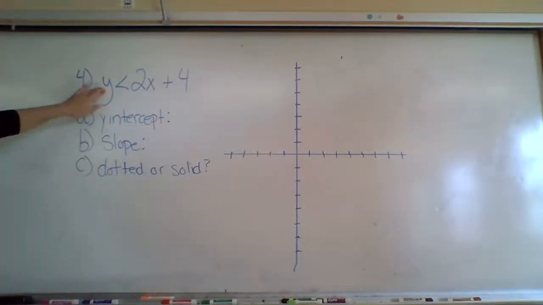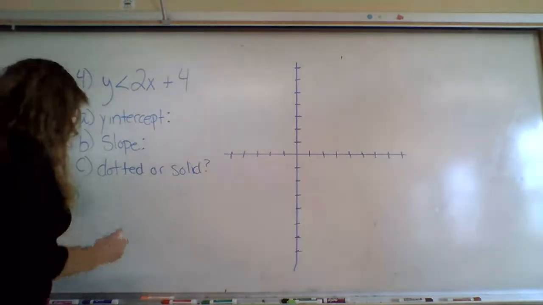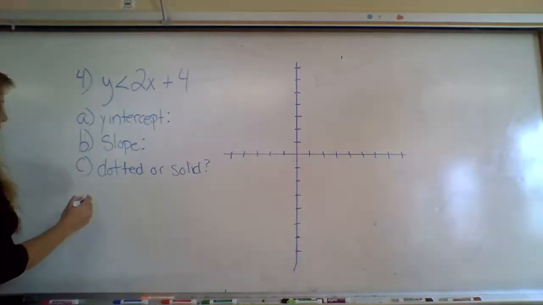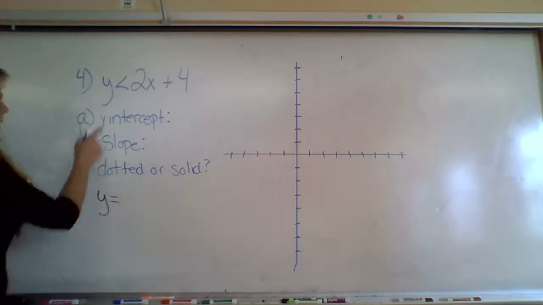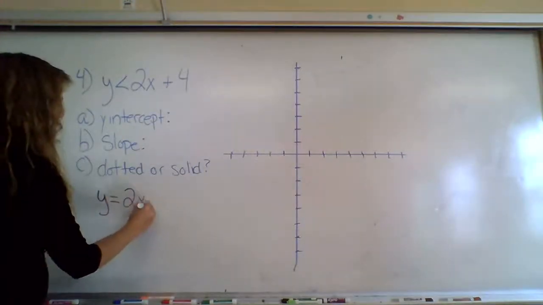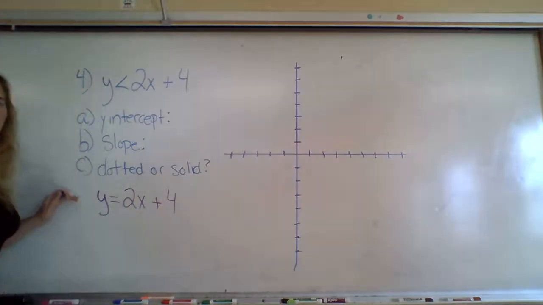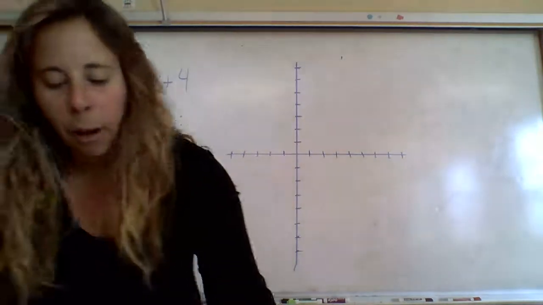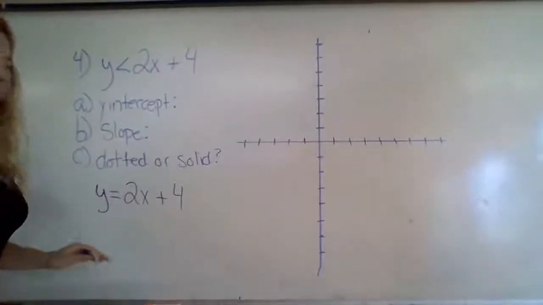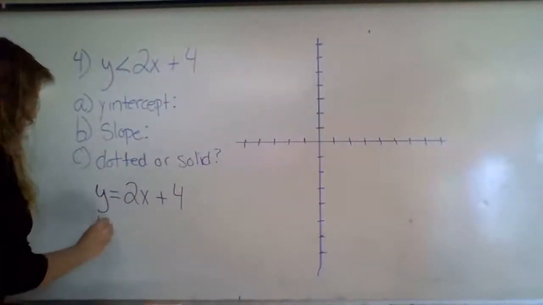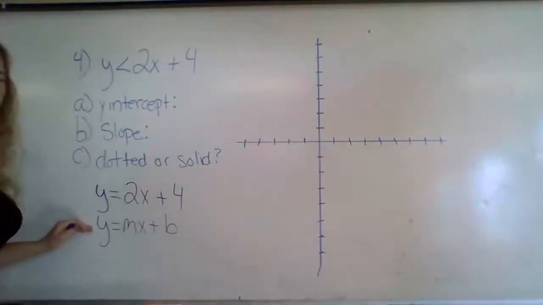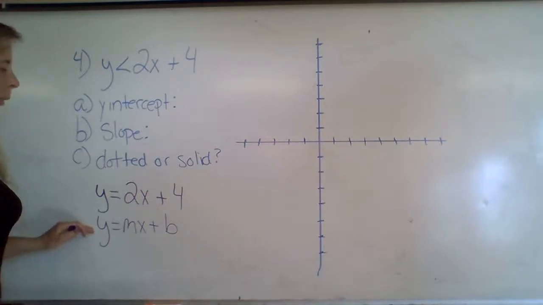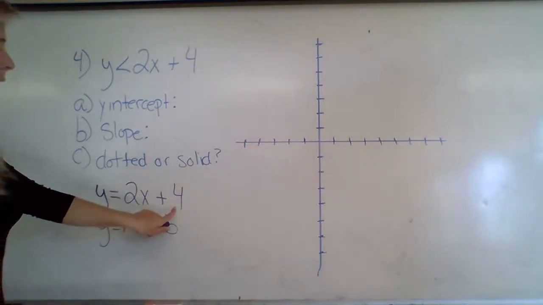So your first step is we're going to change this inequality into an equal sign. Let's go to purple. So that is y equals, instead of less than, 2x plus 4. Now this is a line, let me move you closer, sorry. This is a line we can graph. Okay, it's given to us in slope-intercept form. So our y-intercept is 4. So let's graph that first.